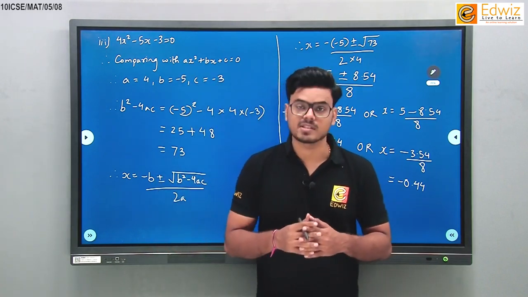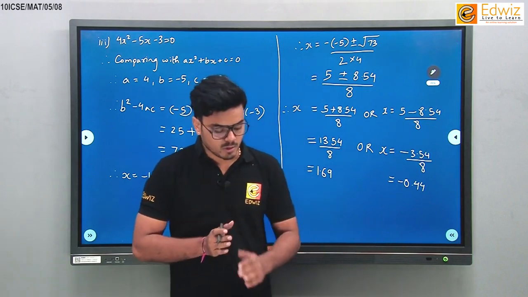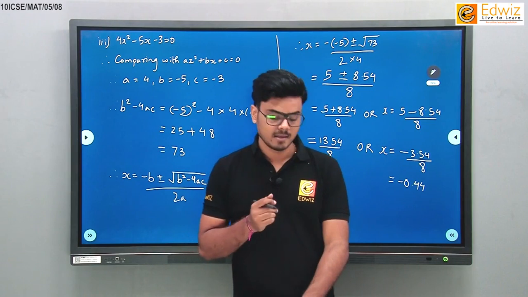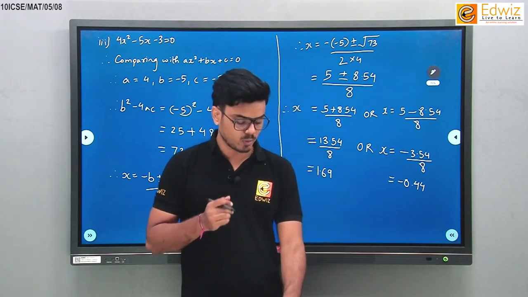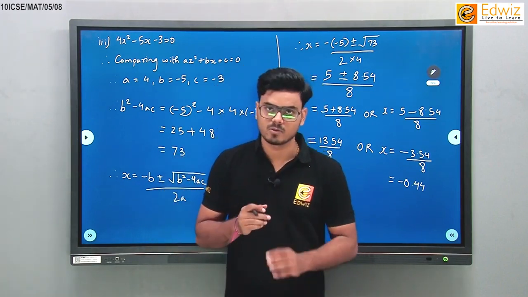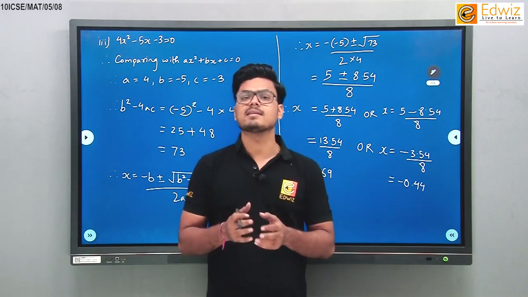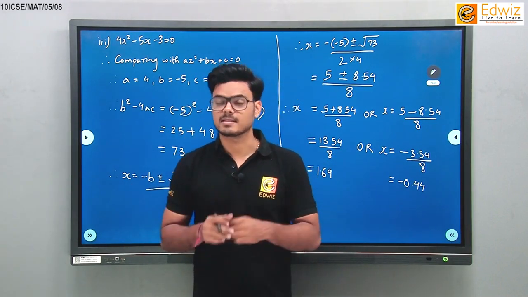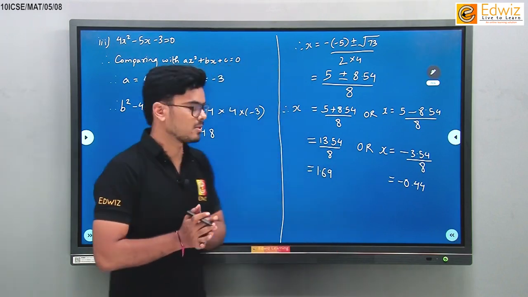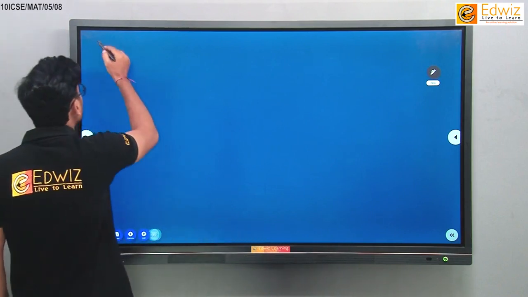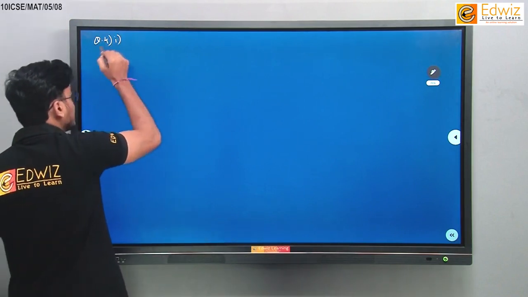Now we will move on to question number 4. Okay. So question number 4, solve each of the following equations for x, giving your answer correct to 3 decimal places. So same question, but instead of 2 decimal places, we have to find the answer correct till 3 decimal places. Okay, let us see the first question here. Question number 4, sub question 1.